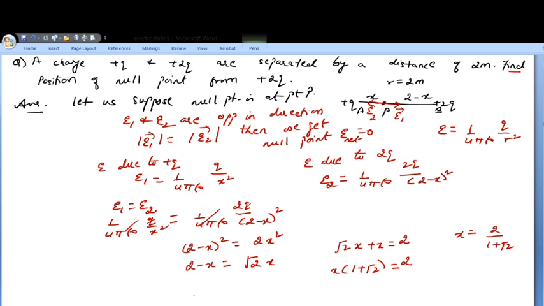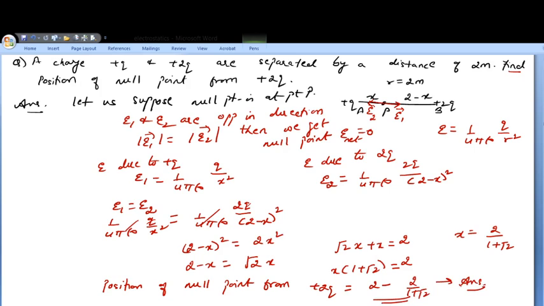So what will be your answer? Position of null point from plus 2q is equal to 2 minus x, so it will be 2 minus, and what is x? This, 2 upon 1 plus root 2. If you evaluate this, this is going to be your answer. If they would have asked to find the position of the null point from plus q, then this would have been your answer. So read the numerical properly.